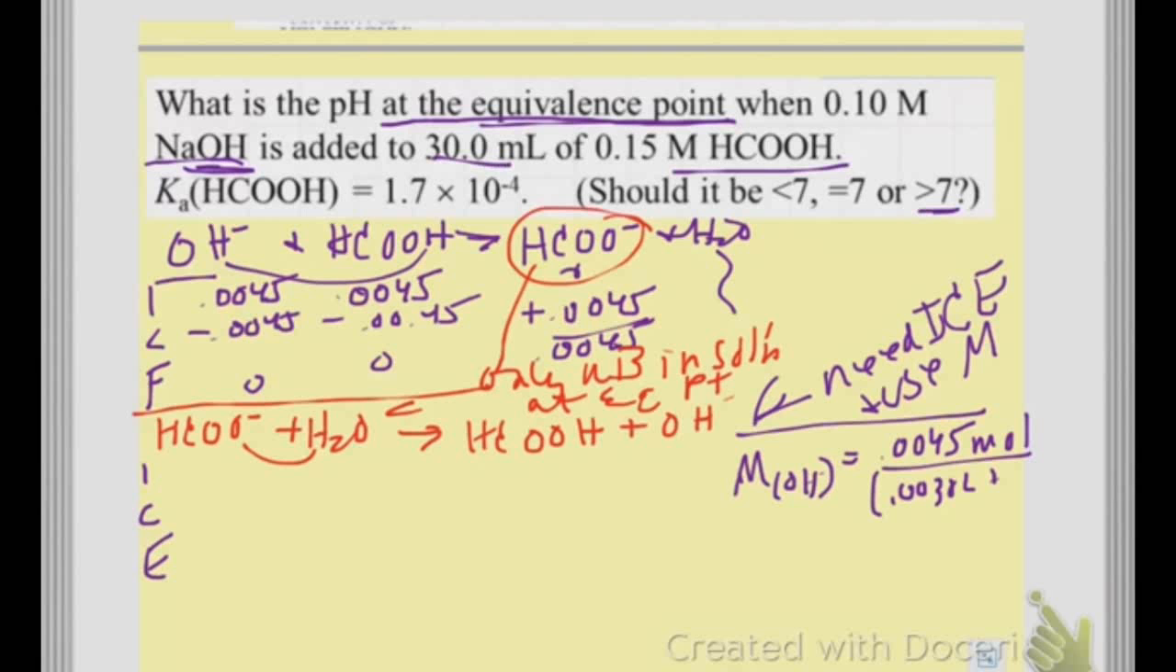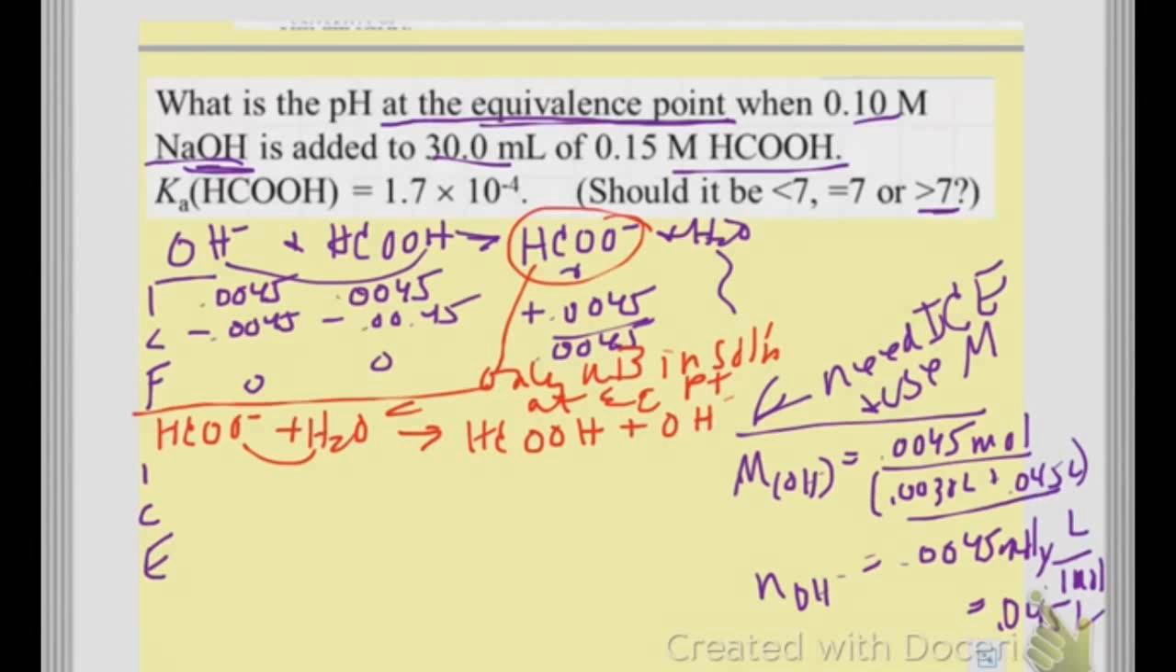But I can figure that out, right? Because what I know is I have 0.045 moles, and I know that the base is 0.1 molar. So what I know is I have 0.045 liters. So I'm going to add the volume of the solution together in order to get the total molarity of that base. So I'm going to put that molarity.